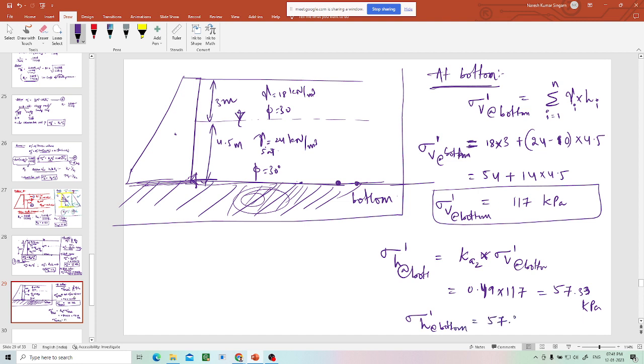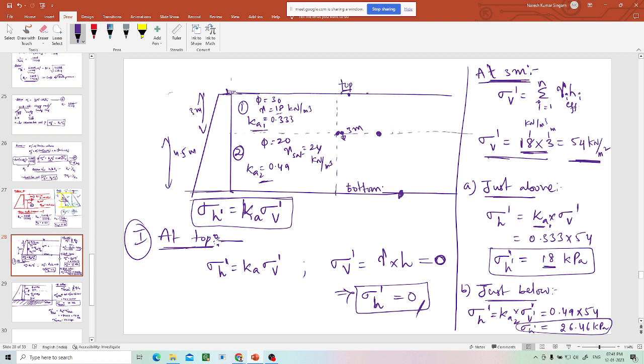Sigma H dash at bottom is 57.33 kPa. But here, is there any water above this? Above this, there is no water. Only below this, there is water. Whatever sigma V you have found out is final, and there is no extra pressure coming onto the retaining wall from water. So you have used this to convert to sigma H at this depth. There is no issue.